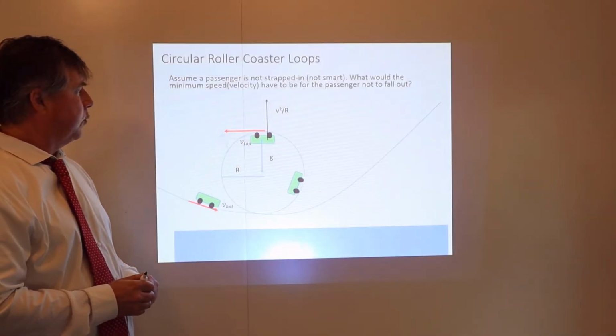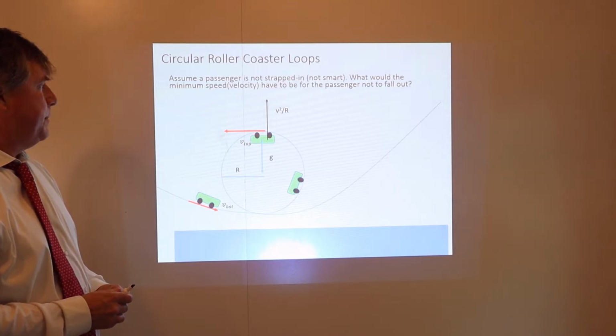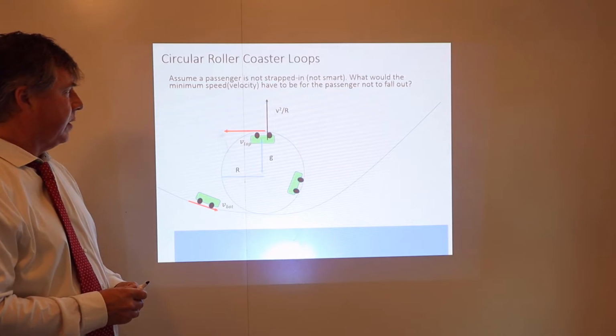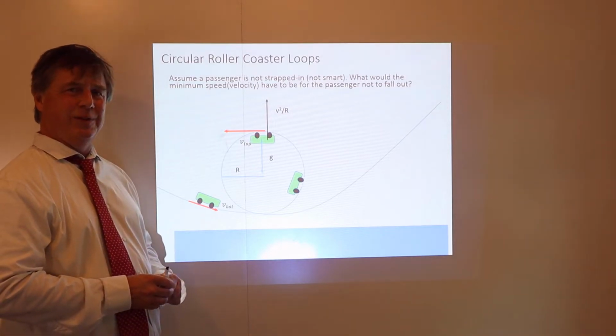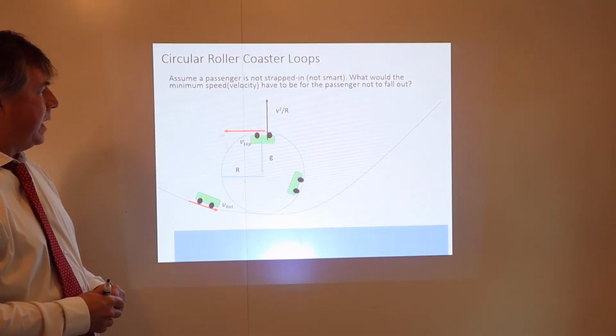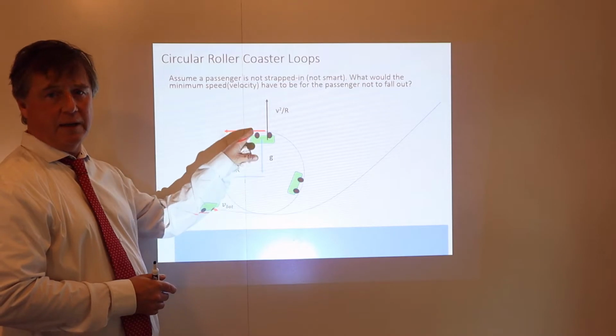Circular and teardrop roller coaster loops. So I'm going to start with circular, which is relatively simple. So let's assume a passenger is in a roller coaster car and decides to undo the restraint. How fast would the car have to go such that the person would not fall out at the top?